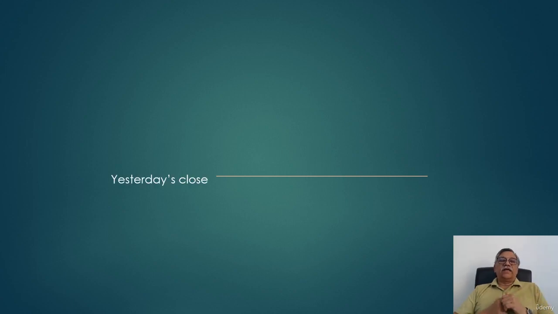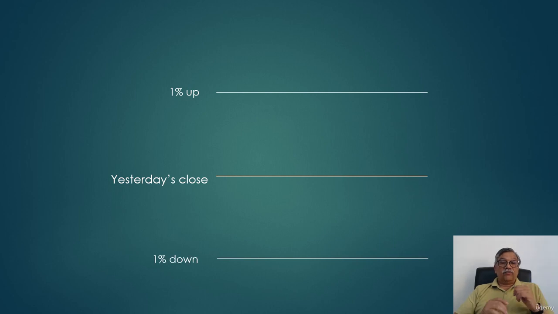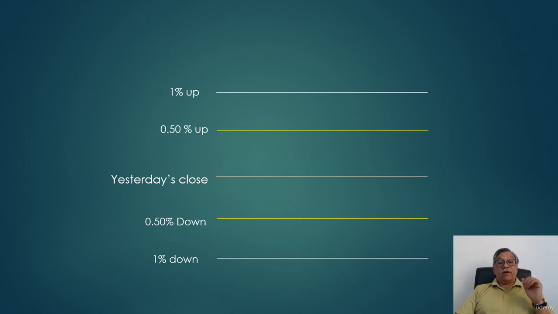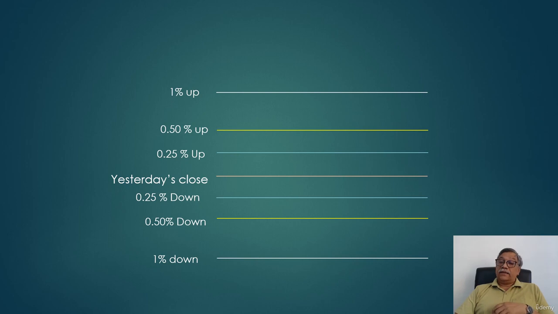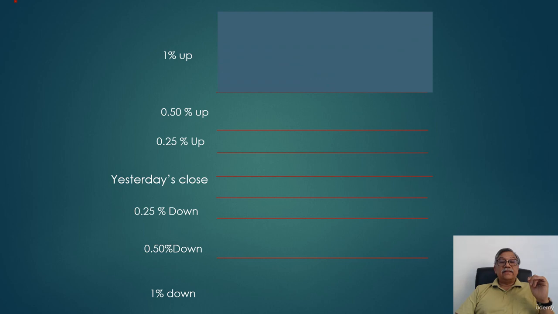So let us say yesterday's close is here and today's open 1% up is here. Naturally, 1% down will be here. This is my 0.5% up, this is my 0.5% down. This is my 1/4% up, this is my 1/4% down. So I have different categories. One is more than 1% up. Only 4% of the times Nifty gives this much gap. More than 1% down, it's only 3.4% of the time this happens.